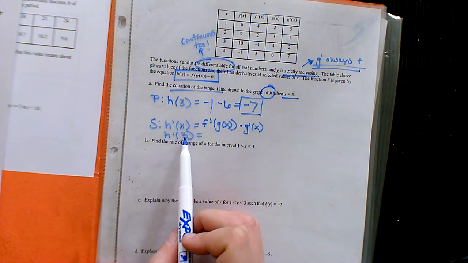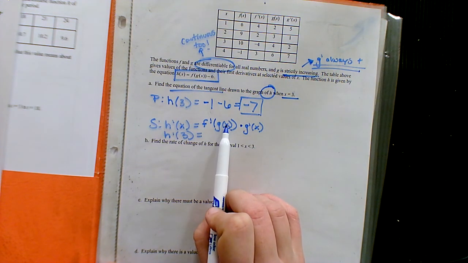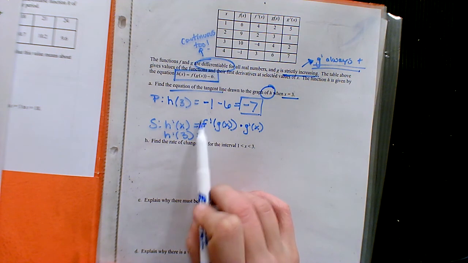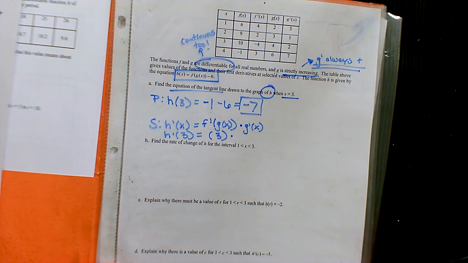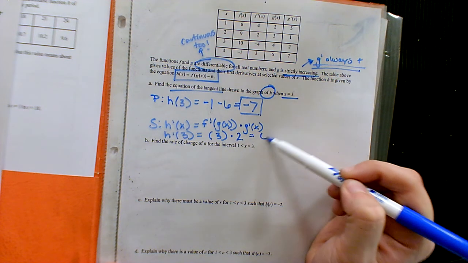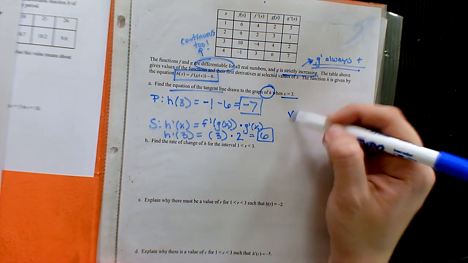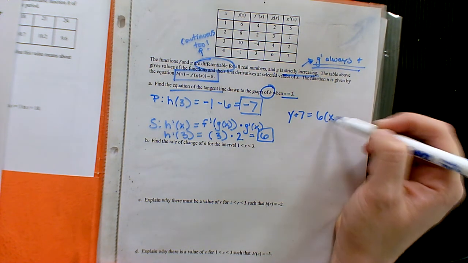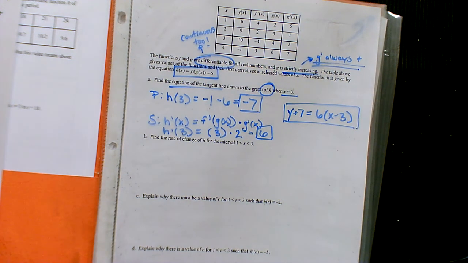So here's our derivative. Let's go ahead and plug in 3. So based off the table, g of 3 is 4. And if I plug in 4 into f prime, I'll get 3. g prime of 3 based off the table is 2. So 3 times 2 will give us 6. So equation of tangent line, y plus 7 equals 6 times x minus 3. Kind of a throwback question, right? We can do that. What about B?